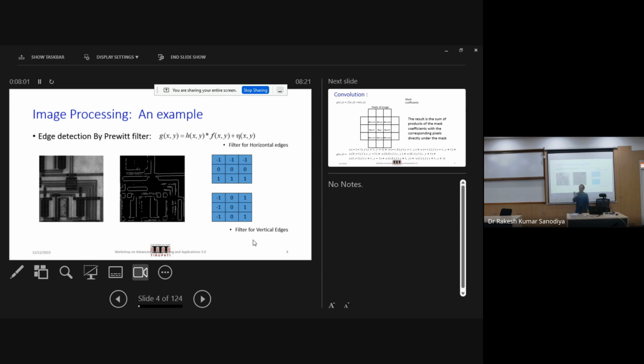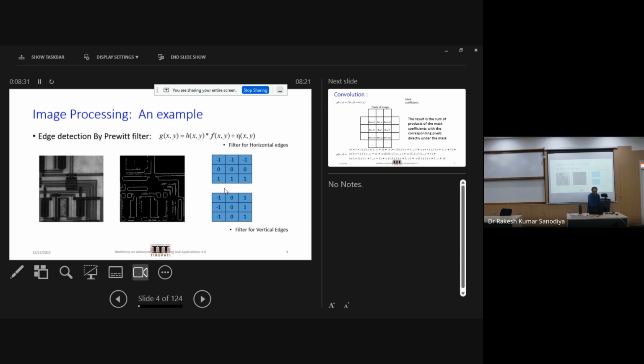In mathematical terms, this operation is called correlation. In a system sense, it is called convolution. Convolution is nothing but flipping the kernel. As you can see in this slide, here you have two kernels which find horizontal and vertical edges. The first kernel finds any horizontal edge, and the second kernel finds any vertical edges.